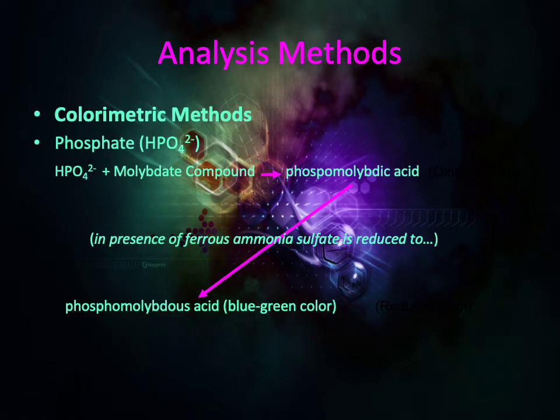Phosphate is also commonly measured using colorimetric methods. For example, phosphate in a patient sample will combine with a molybdate compound to produce phosphomolybdic acid, which in the presence of ferrous ammonium sulfate is reduced to phosphomolybdous acid, which turns a blue-green color.